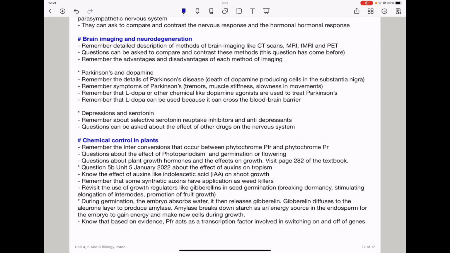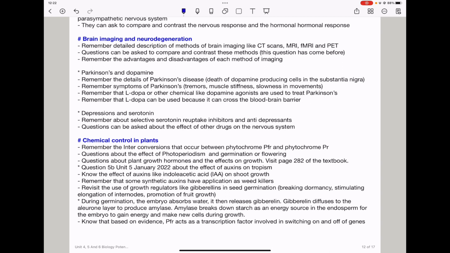They could ask a question in connection to depression and serotonin. You should remember about the selective serotonin reuptake inhibitors and antidepressants that are used. And also questions could be asked about the effect of other drugs on the nervous system. So please be prepared for that.